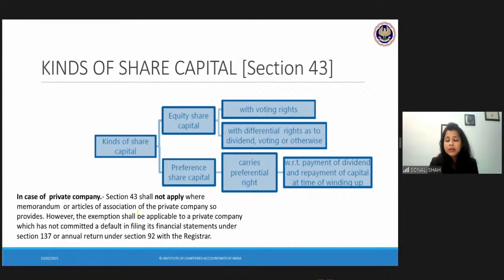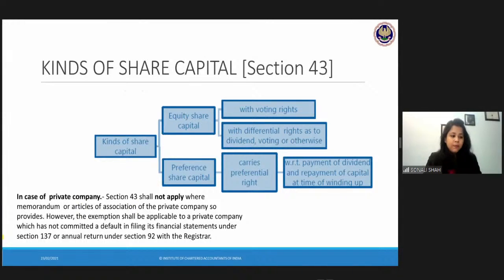Rather, they are more concerned with the return on their investment. So there is preference share capital, through which the company raises money from the market but continues to have control. So how does this happen? What is this entire agenda of preference share capital and equity share capital? We will be talking in detail.